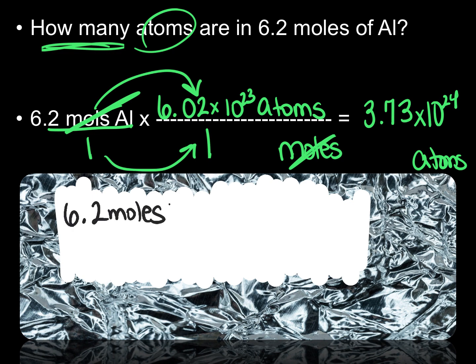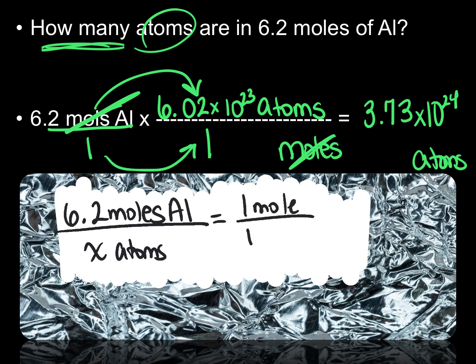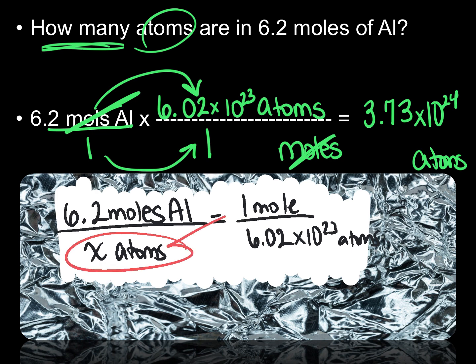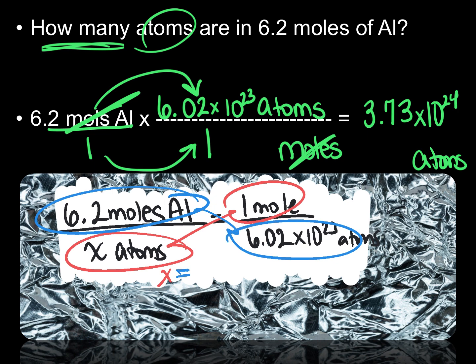So 6.2 moles of aluminum, and we don't know our number of atoms. So we're going to set that equal to 1 mole is equal to 6.02 times 10 to the 23rd atoms. We want to solve for x, so we're going to do our cross multiply. X times 1 is x. 6.2 times 6.02 times 10 to the 23rd is equal to 3.73 times 10 to the 24th atoms. So we get the same answer.